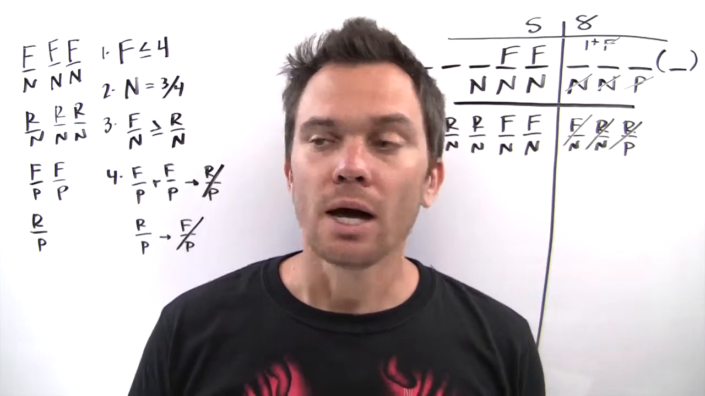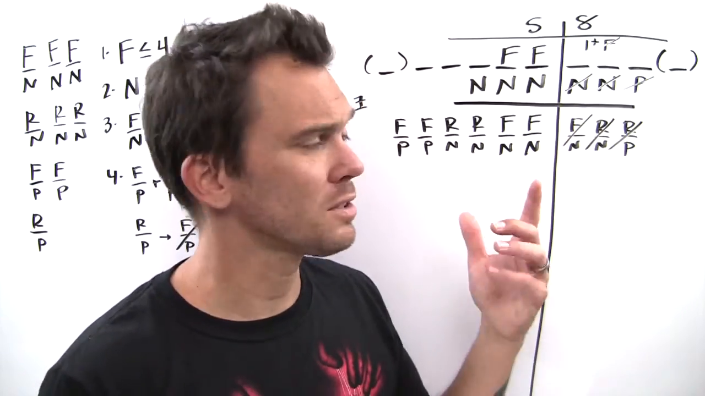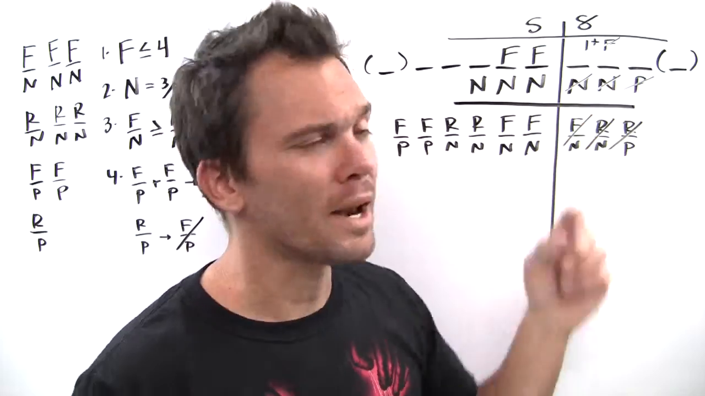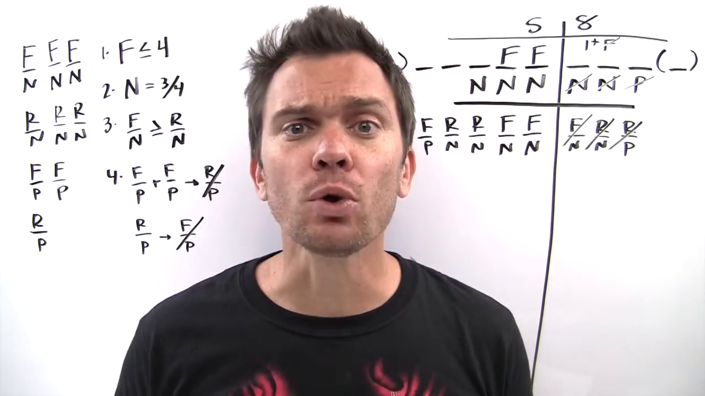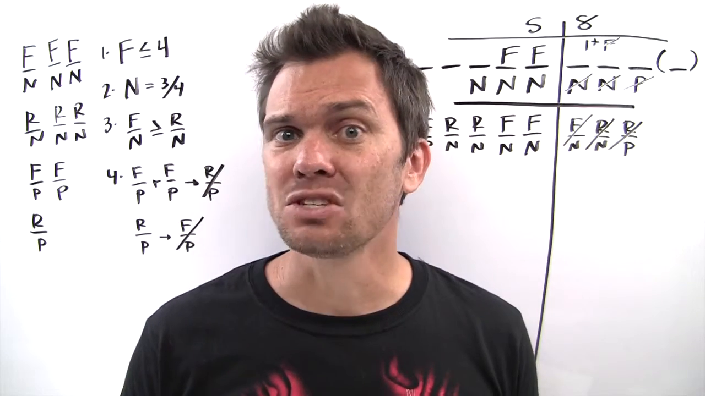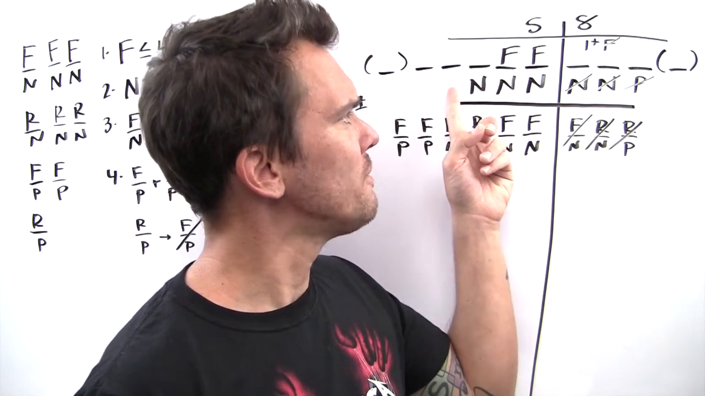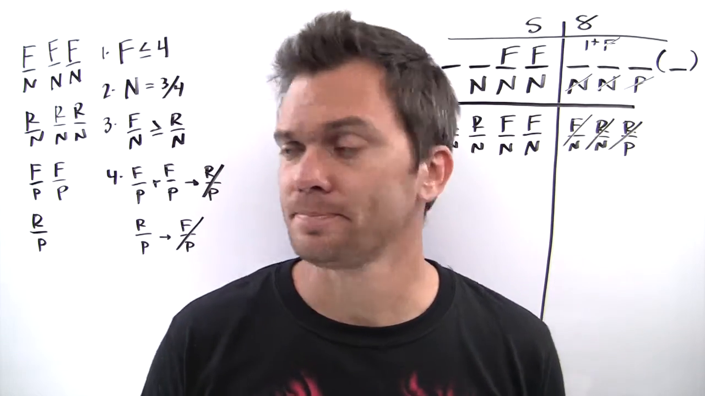Let's talk about what they mean. First rule, we've got no more than 4 French works. Well, since we've got 5 total French works, we're leaving at least 1 out. Second rule, we've got 3 or 4 novels. Well, we've got 6 total novels. So 3 or maybe 4, but always at least 2 of them left out.